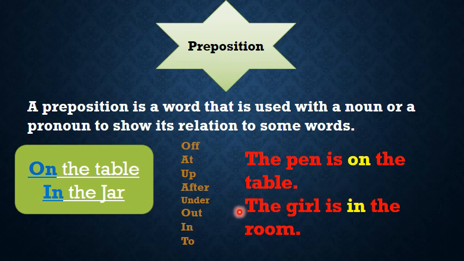The next example is giving us the answer of a place. The girl is in the room. In is giving us the direction that the girl is sitting in the room or standing in the room. The other examples which are on the left side are on the table, in the jar. Here the prepositions are highlighted, on and in.